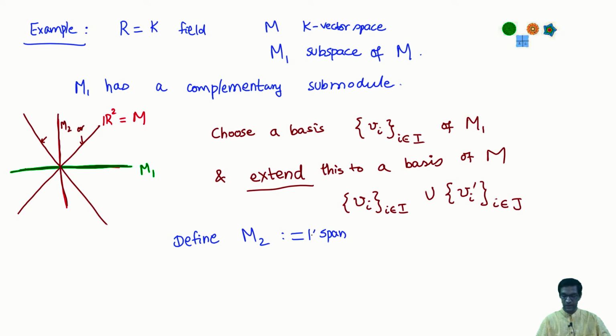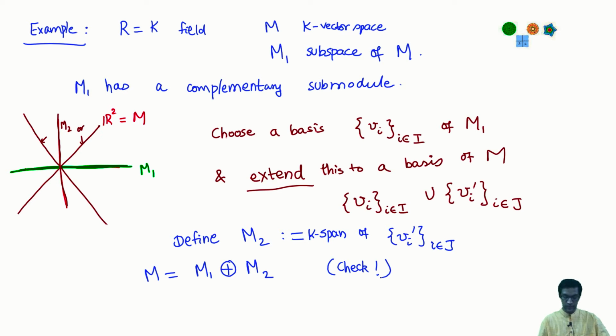So this is the span over K of the remaining basis vectors Vi primes, i in J. Now once you do this, as we did in this figure, observe that the ambient vector space is nothing but M1 direct sum M2. Why? Again, I will leave this for you to check, but you can already see why this must be true.